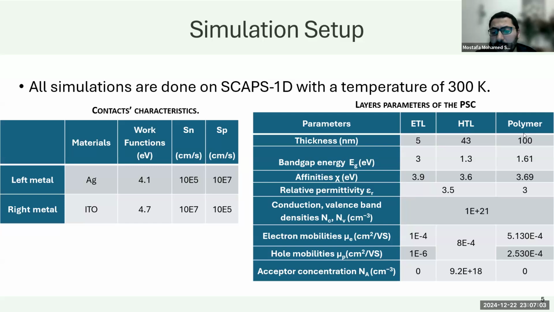Finally, the polymer layer or the absorber layer thickness is 100 nanometer. The energy gap is 1.61. The affinity is 3.69. The relative permittivity is 3. The electron mobility is 5.1 times 10 power negative 4. The hole mobility is 2.5 times 10 power negative 4, without doping.